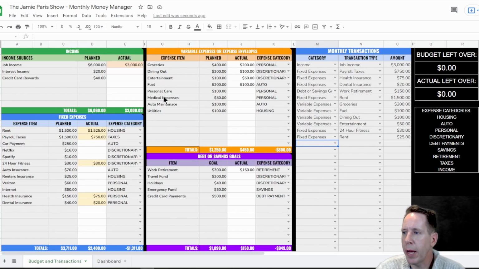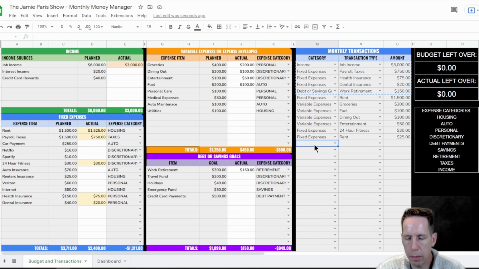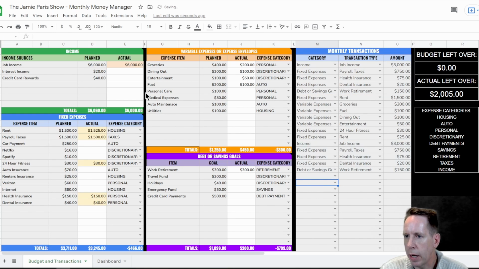So now they got their next paycheck, and instead of entering these all over again, you can just go ahead and copy these. So we're just going to go here, we're going to go copy, and then down here and paste, and it automatically loads it all in again, so you don't have to enter it in twice. So now again, we have $2,005 left over. I'm going to go ahead and account for all the other fixed expenses and variable expenses, and we'll see where we're at after I do that.